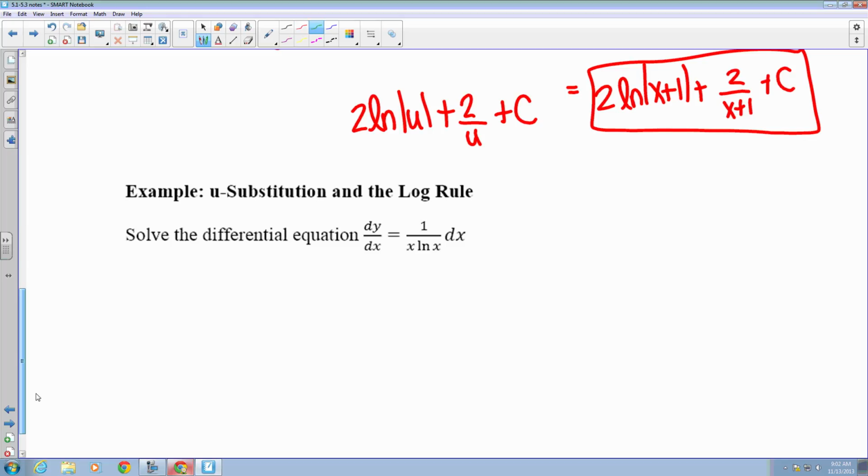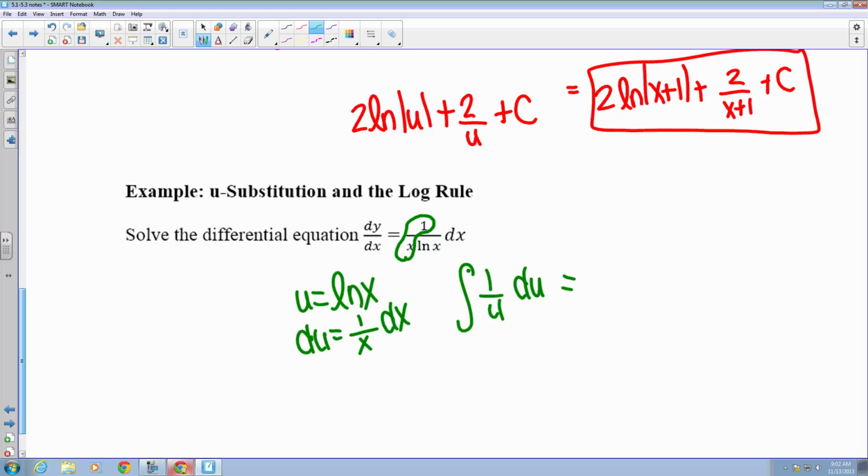Okay, this one, solve the differential equation. That's just another way of saying we need to find the y. If we have dy dx, we want to find y, we need to take the integral. So we need to figure out what our u is. For u substitution, our u is going to be natural log. And this is kind of neat because our du is 1 over x dx, which is kind of hiding. There's the 1 over x. So this one's actually pretty much done for us. All we have is 1 over u du. Our answer is natural log of u, which is the natural log of x plus c.